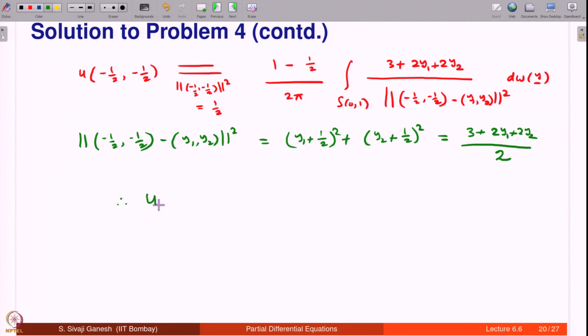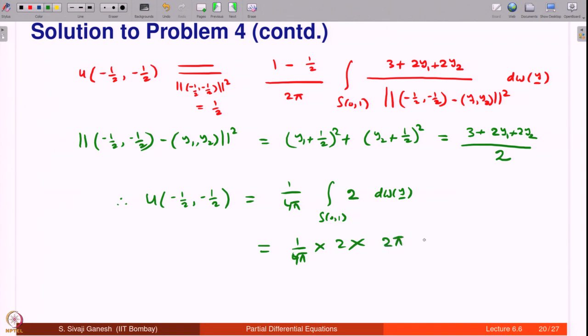Therefore, u of minus half comma minus half is nothing but 1 by 4 pi integral of s of 0 1 into 2 d omega of y. I have chosen the simplest of the functions as the Dirichlet data on the boundary, that is why it became very simple. This is 1 by 4 pi into 2 into the perimeter of the unit circle, which is 2 pi. So, that is equal to 1.